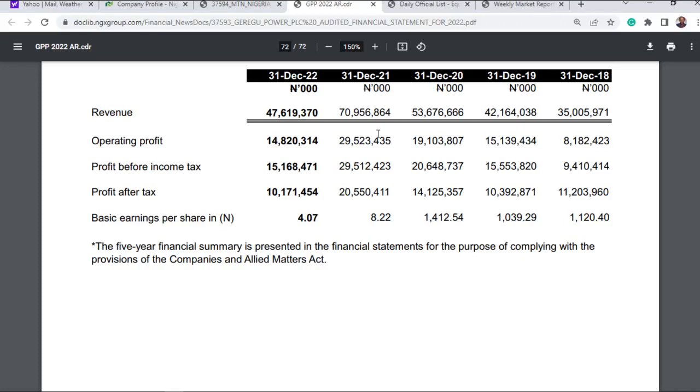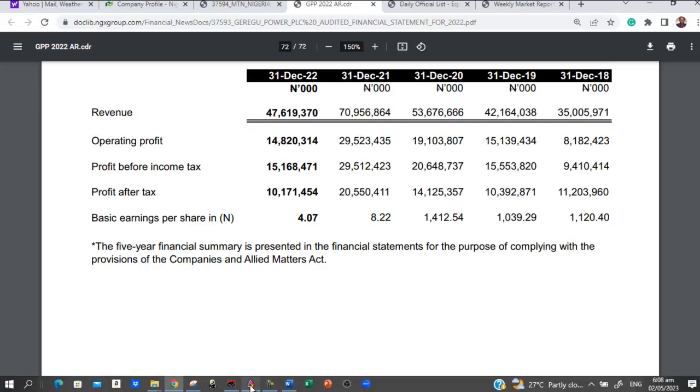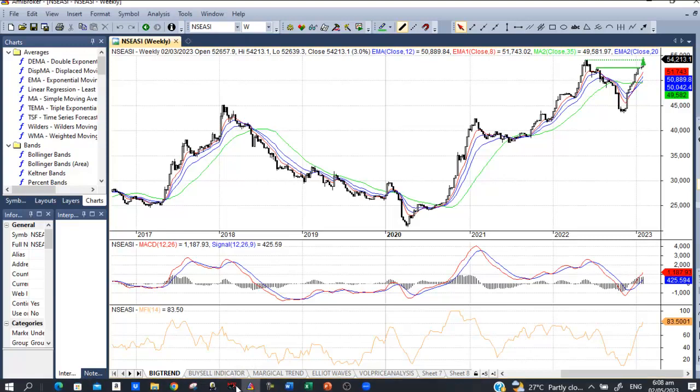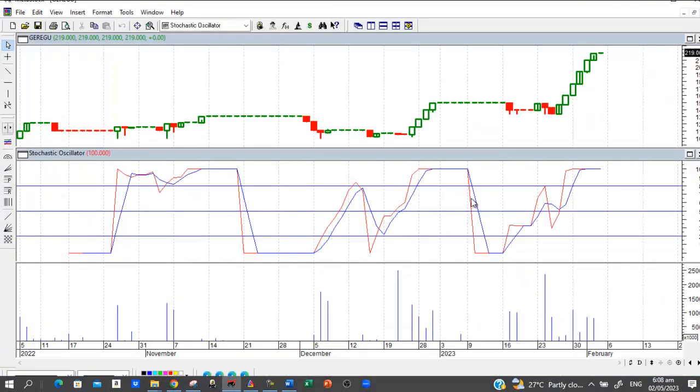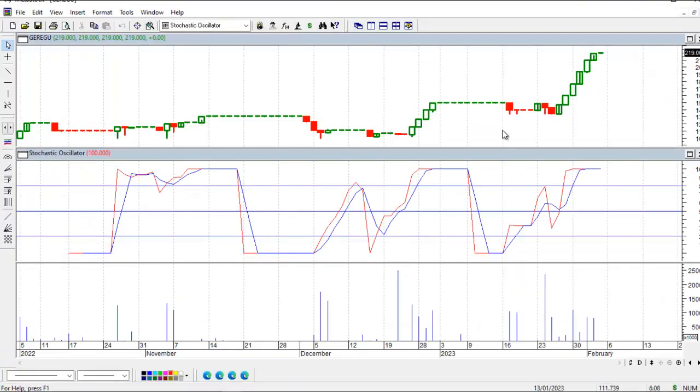If you look at the chart for this same company, the chart is not looking bad, and that's why I want to call up the chart for Geregu. You need to look at it and see what is happening here. This is the chart for Geregu on the daily chart. The chart is looking very good at this time. I can see a run up here in terms of appreciation.